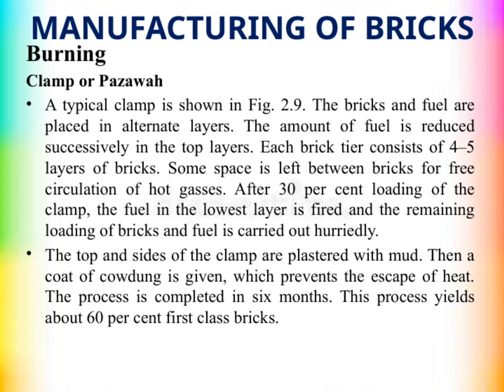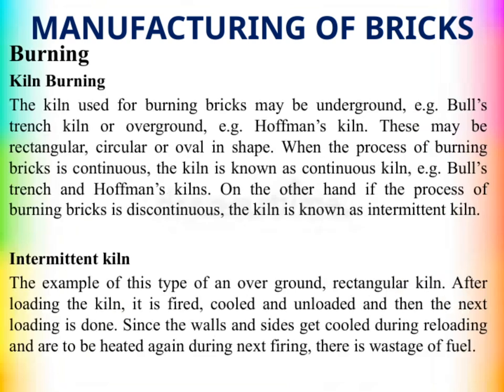The entire process involves plastering the top and sides of the clamp with mud, which acts as insulation. Then, a coat of cow dung is applied. This helps prevent heat loss and enhances the firing process. This entire process usually takes around 6 months to complete. And importantly, it results in about 60% of first-class bricks, which is quite efficient for traditional methods. Overall, this method combines simplicity with effectiveness, making it a vital part of brick manufacturing, especially in areas where modern kilns aren't feasible.